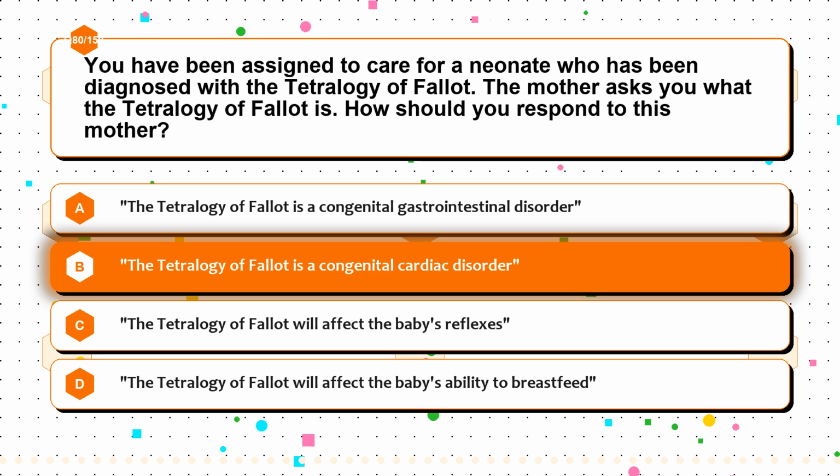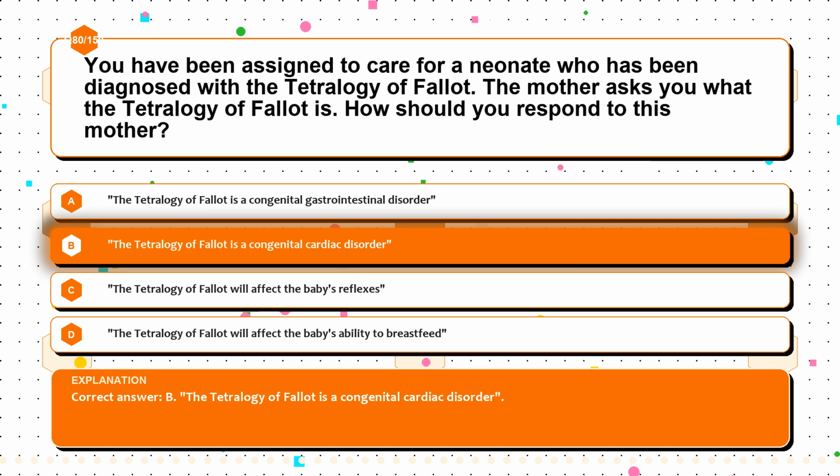The correct answer is option B. The tetralogy of Fallot is a congenital cardiac disorder.